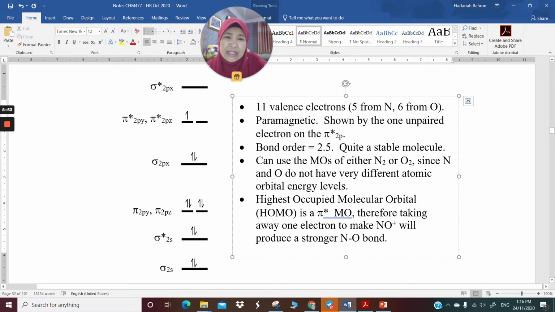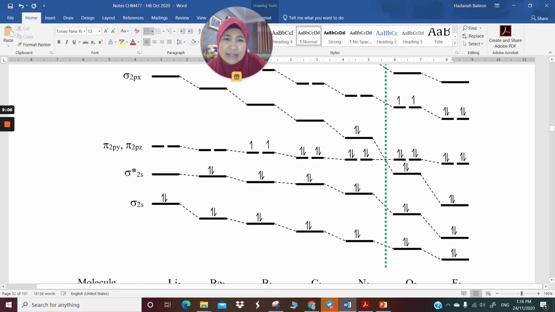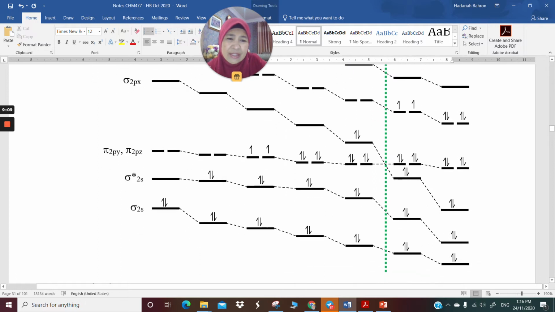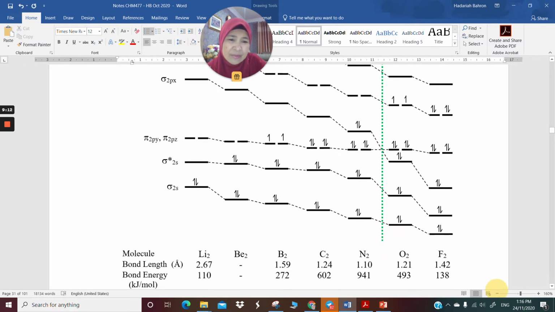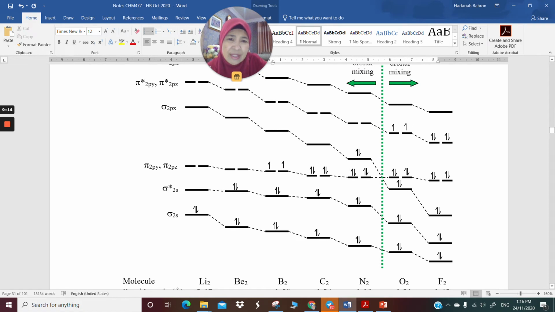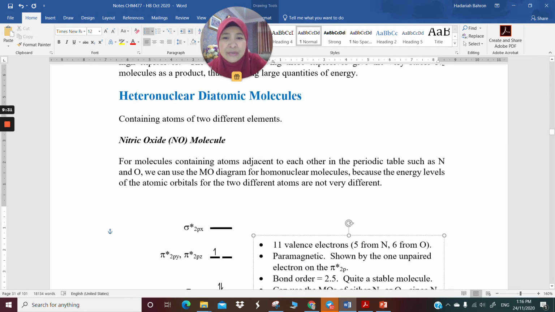So we can use either the molecular orbital of N2 or O2, since nitrogen and oxygen do not have very different atomic orbital energy levels. So if you look at this arrangement here, you can either use this arrangement for nitrogen, where you have pi under the sigma, or you can have for oxygen where you have the sigma under the pi. Both are equally all right for you to use, yeah?